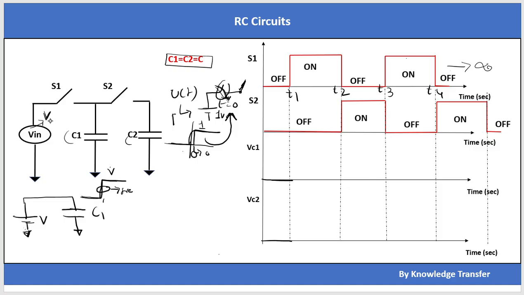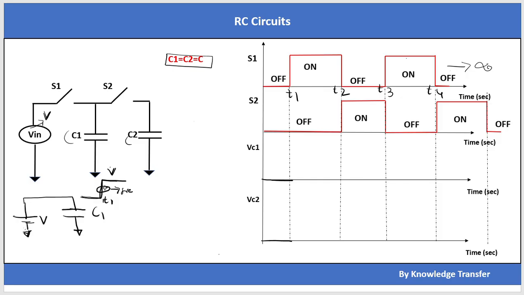So the same concept is being applied here. Because of the same supply, suddenly at t equal to t1, the capacitor is seeing this step signal with V volt, and because of the sudden change, the capacitor is seeing high frequency component signals.